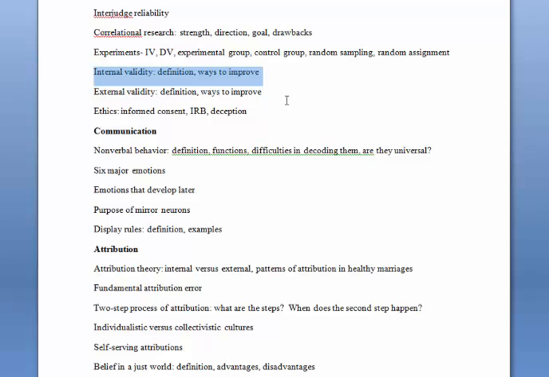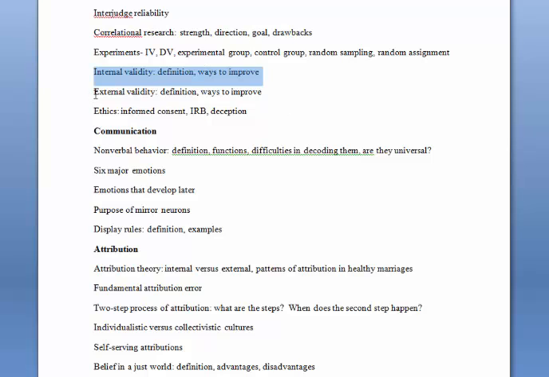So ways to improve internal validity: tightly controlling for things. So do your research in a lab. Try to make sure that the groups are equal. You can do a pretest on something to make sure the groups are equal. And then also doing that random assignment is very, very important, and random sampling as well.